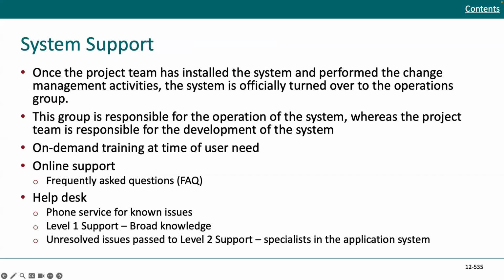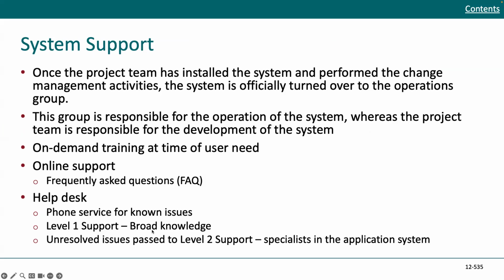For system support, once a project team has installed the system and performed the change management activities, the system is officially turned over to the operation group. This group is responsible for the operation of the system, whereas the project team is responsible for the development of the system. You can have on-demand training at time of the user need, and you can also have online support and use of facts and frequently asked questions. And help desk can be a useful thing where the phone service is available for known issues.